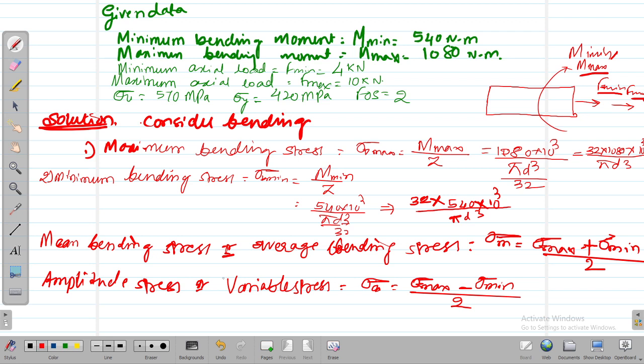So what is the sigma m? Roll number 26. Roll number 26, what is the sigma m? Roll number 27. Yes, sir. What is the sigma m?